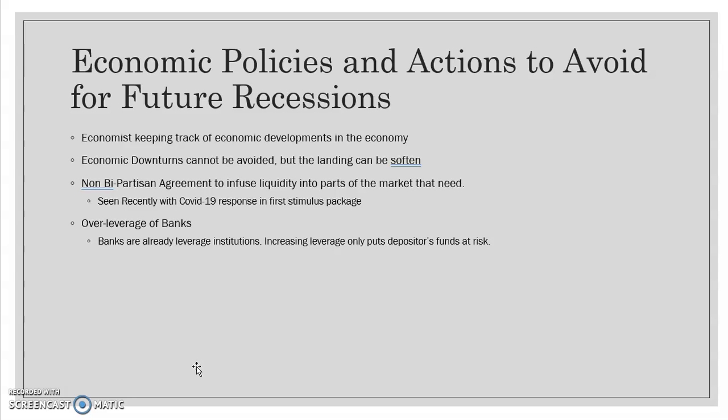So make sure that banks are not over-leveraged, since they are leveraged institutions already. Want to make sure they're not putting depositors' funds at risk and also not freezing up liquidity. These are just some of the ways that we can prevent similar recessions in the future. We have to learn from our past, and it's the only way to keep improving as far as an economy. Not going to be able to avoid downturns always, but at least we can soften them. Thank you so much for listening to my presentation.